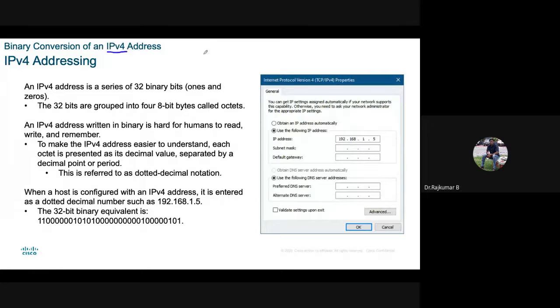That means, if you write 2 to the power of 4, is equal to how much? What is the value? 32, right? So Internet Protocol version 4 means 2 to the power of 4 is equal to 32 bits. These 32 bits are in binary form, zeros and ones: 0, 1, 0, 1 and so on.